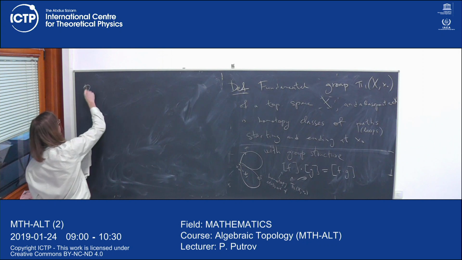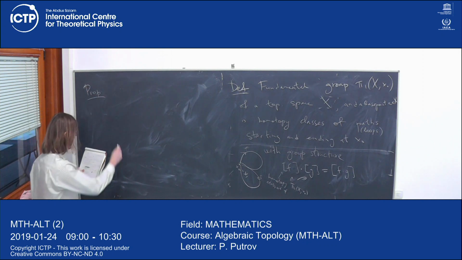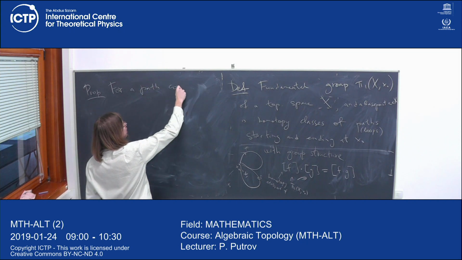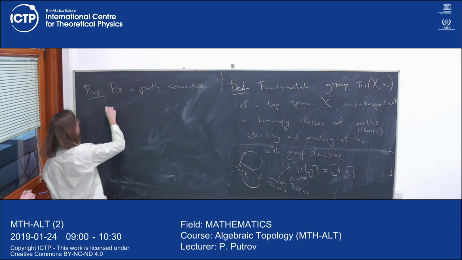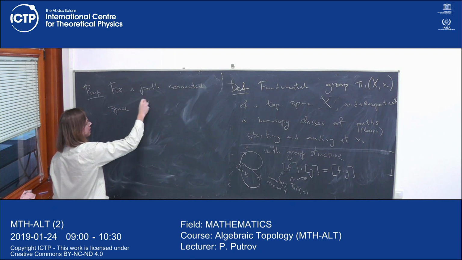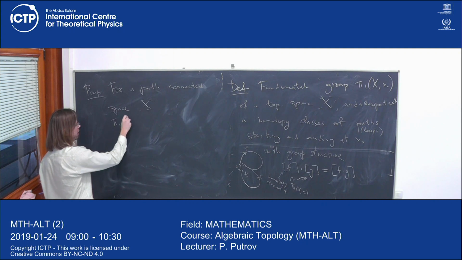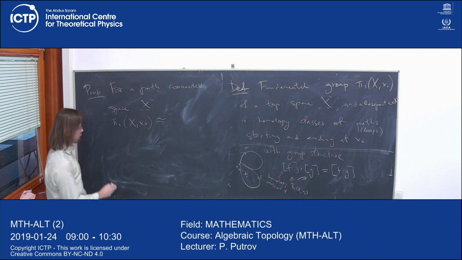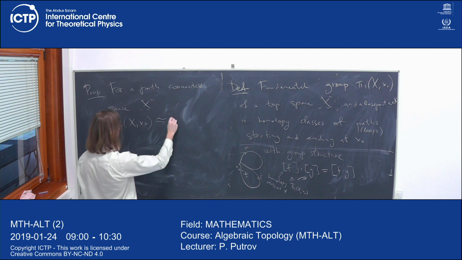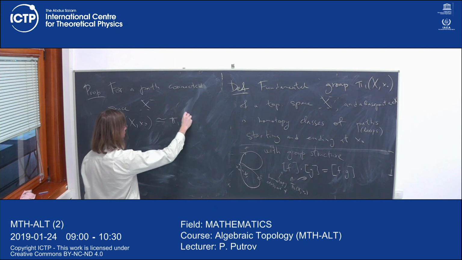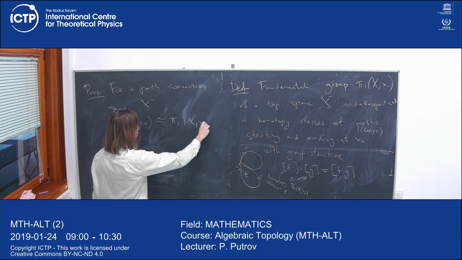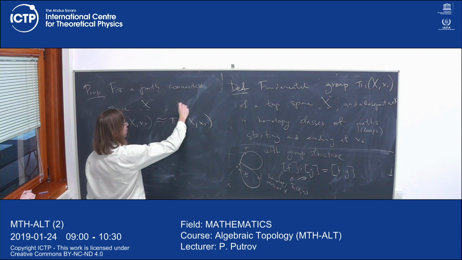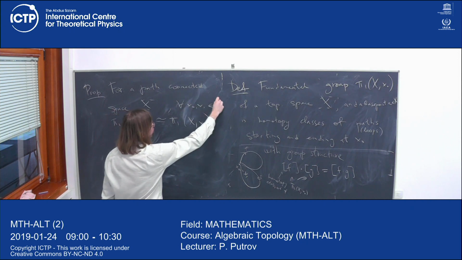First important property is that for a path connected space X, if I take the fundamental group with base point x0, it will be isomorphic to the fundamental group with base point x1, for any x0, x1, any two points in X.